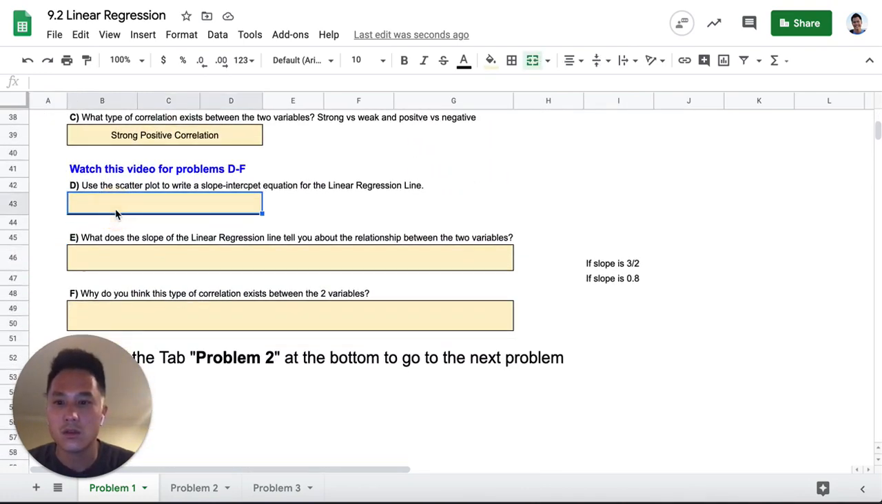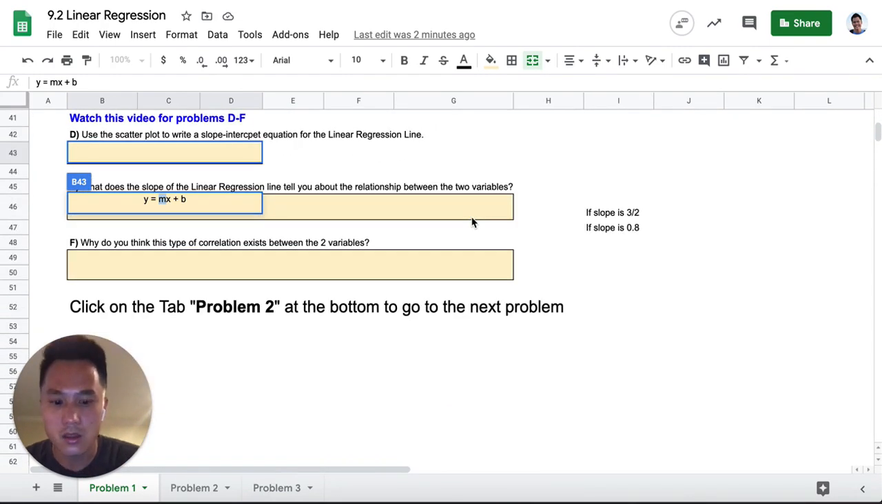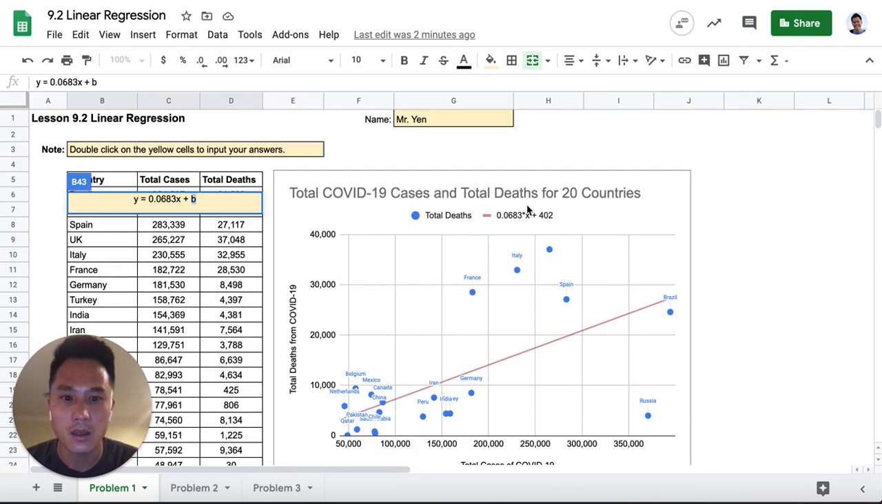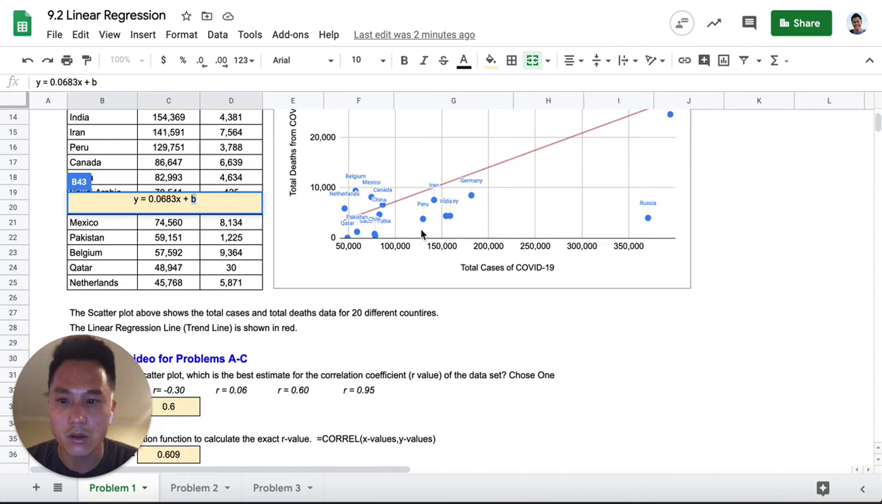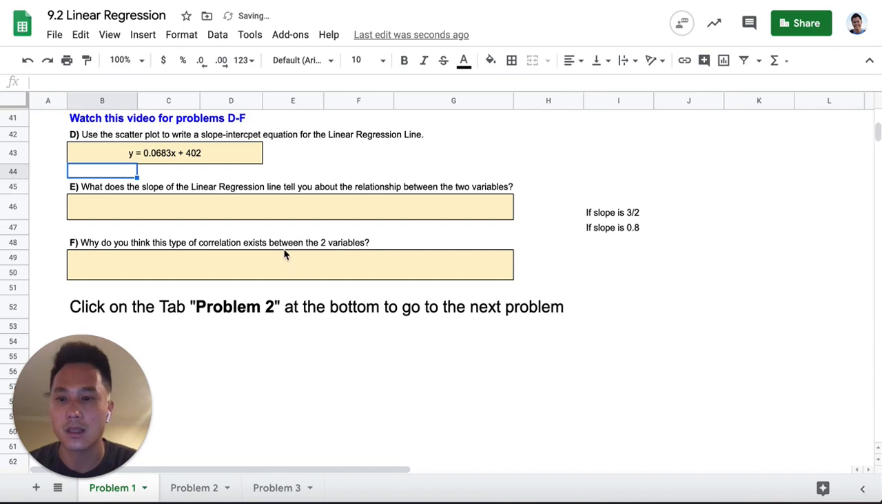So slope-intercept equation, remember, is y equals mx plus b, where m is the slope and b is the y-intercept. So let's update the slope. Looking up here, it's 0.0683 times x. That's what that means. So I can say slope is 0.0683 times x plus b, the y-intercept. Let's go check again. Plus 402. So 402 is the y-intercept of that linear regression equation, just like that.